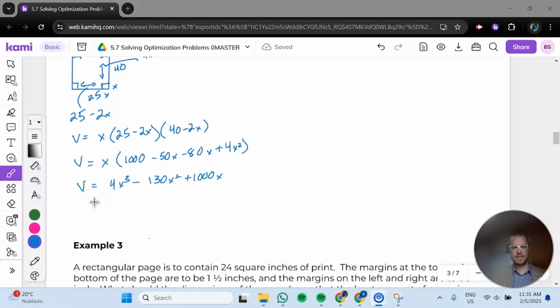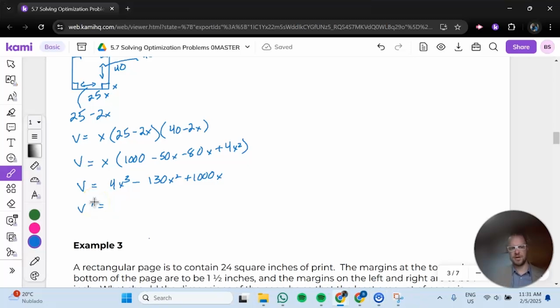All right, so then our very next step was to always take the derivative. So our derivative here is going to be 12x squared minus 260x plus 1,000. All right, and at that point, that's kind of gross. I'd probably take a 4 out of all those, because otherwise it's just kind of hard to work with. So then I'd get 3x squared, 130, half of that's 65x, plus 250. That's a whole lot easier for us to work with.